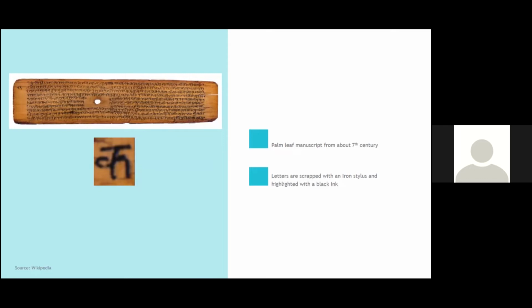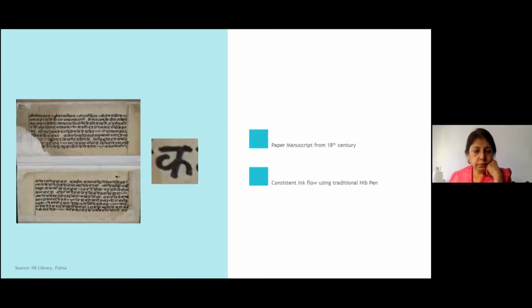Here we can see that after scraping on the leaf using the stylus, the text has been highlighted with black ink. Since the material is palm leaf, not a hard surface like stone, the depth of the letters created is also less sharp. Next is a paper manuscript from the 18th century. In this, we can see more consistency in the ink flow than in the previous ones we saw. For this, traditional reed pens have been used.